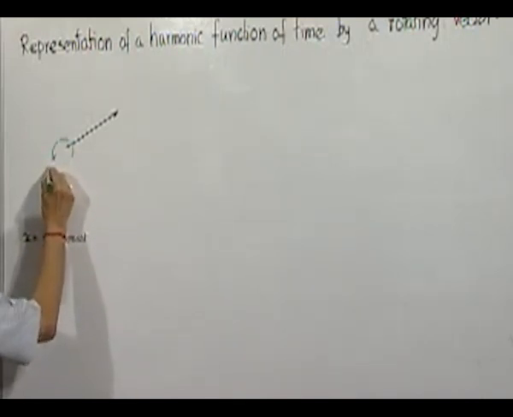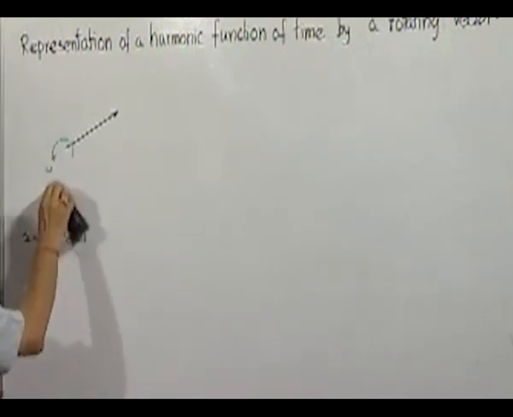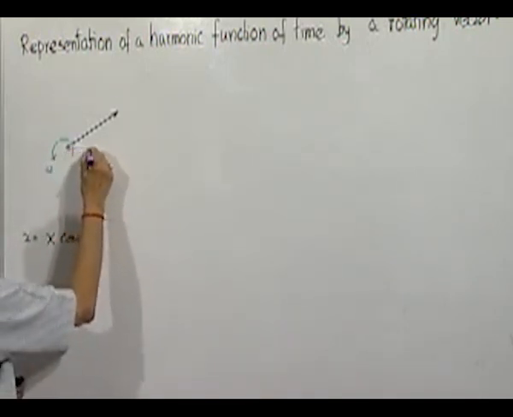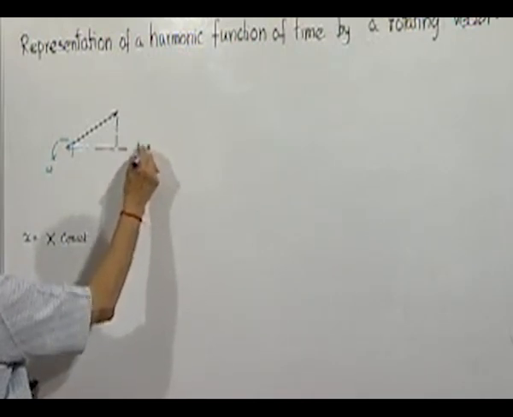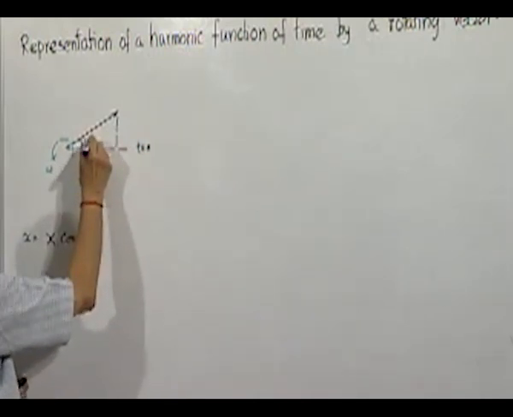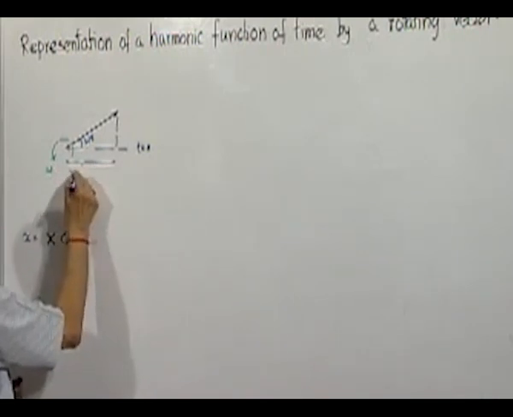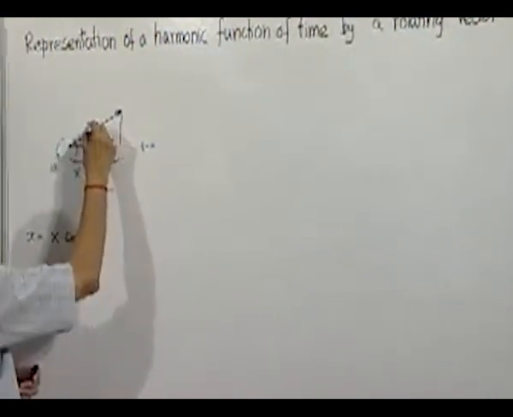which is rotating at a speed omega, and so therefore its projection, as we have mentioned before, where t is equal to 0, this will be omega t, and this will be x cosine omega t, if this is x.